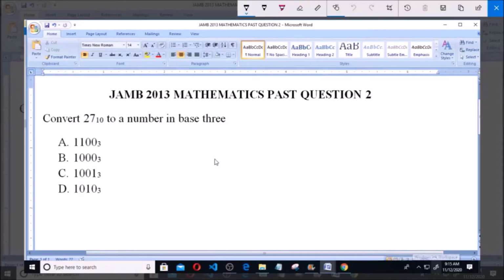I'll be answering JAMB 2013 Mathematics Past Question 2. Convert 27 in base 10 to a number in base 3.